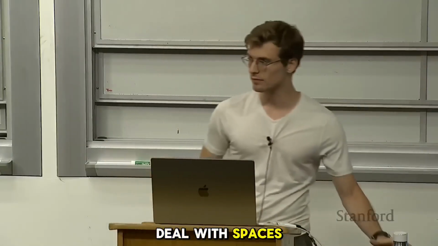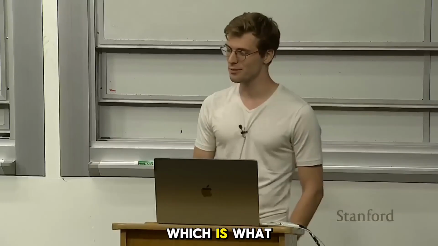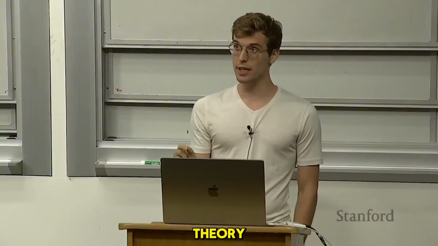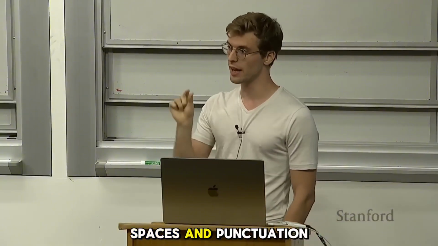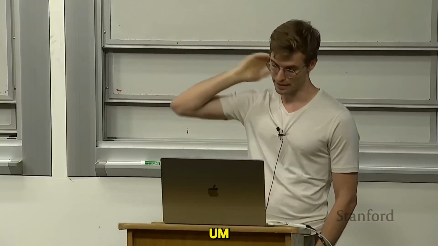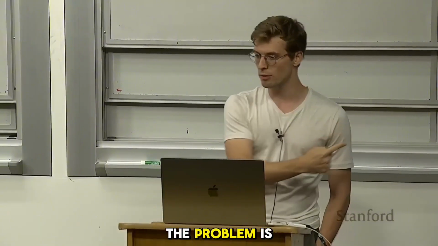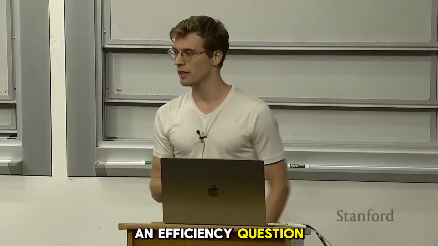How do you deal with spaces and how do you deal with punctuation? Yeah, so there's actually a step before tokenizers, which we call pre-tokenizers. In theory, there's no reason to deal with spaces and punctuation separately. You could just say every space gets its own token, every punctuation gets its own token, and you could just do all the merging. The problem is that there's an efficiency question. Training these tokenizers takes a long time.